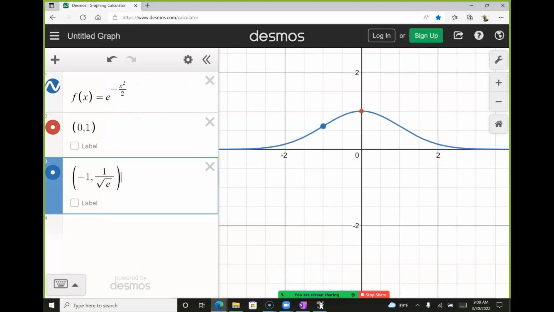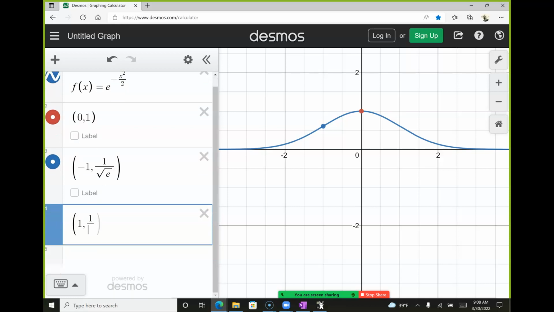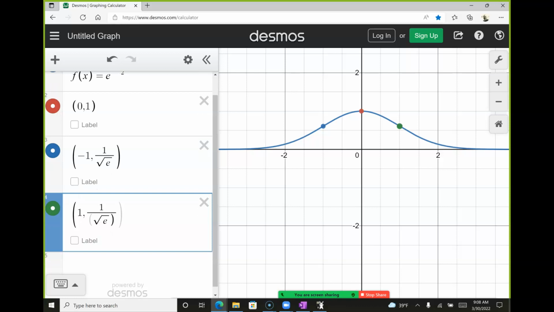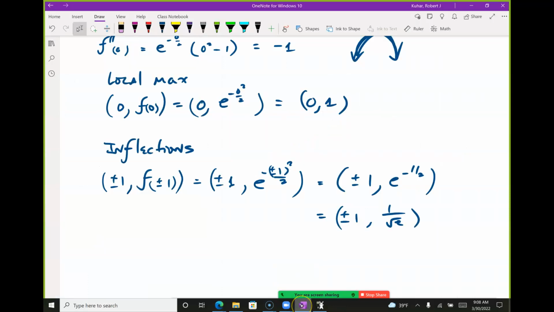So I've got my negative 1 over square root of e as my first inflection point, and I've got the positive 1, comma 1 over square root of e as my second inflection point. And so I can see all of that on the curve, right? Nice. Now the conclusion.